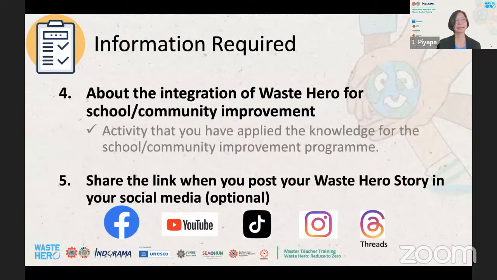Next slide, please. We also would like to see how you integrate the Waste Hero in the school and community improvement. You just give us a brief description of your idea, what you plan to do about it in your school. And we would like to hear your success story. For example, if you have a chance to share the Waste Hero story on your social media, such as Facebook, YouTube, TikTok, Instagram, or Threads, you just copy the link and post it in the post-training report. Next, please.